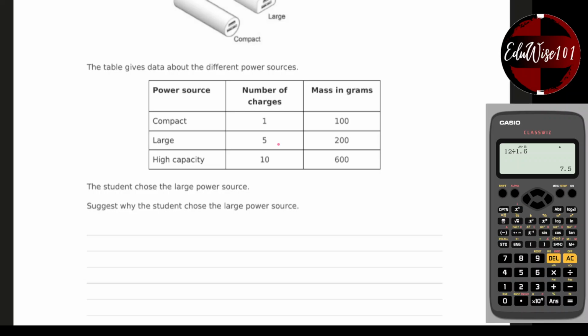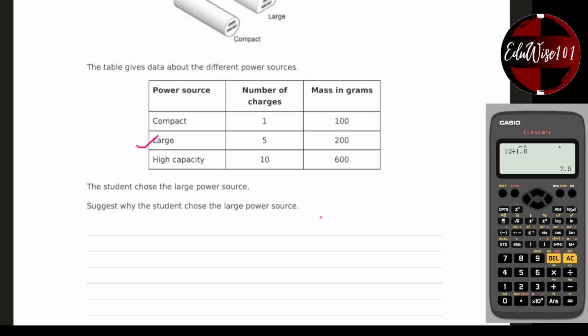The compact has number of charges 1 and a mass of 100 grams. Large, 5 charges, mass of 200. High capacity, number of charges 10, has a mass of 600. The student chose the large power source, so they are choosing this. Suggest why the student chose the large power source.